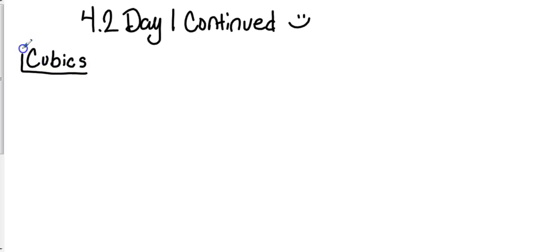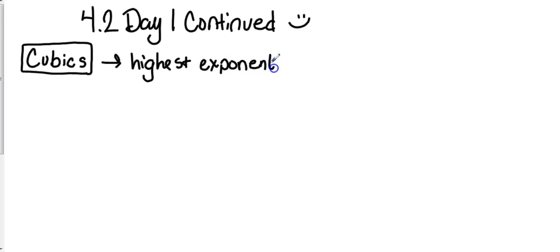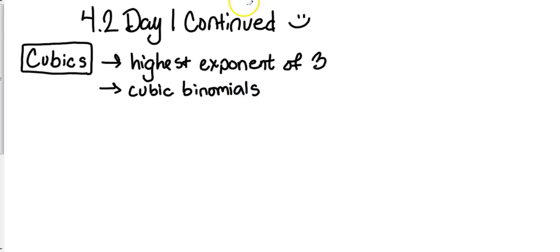When you hear the word cubics, what do you think about? Highest exponent of, drumroll please, what number? Highest exponent of 3. So that's what this little section of notes is going to help us learn more about. So when we are working with cubics, specifically cubic binomials, what does binomials mean? It means two terms. So just cubic binomials, where we only have two terms.